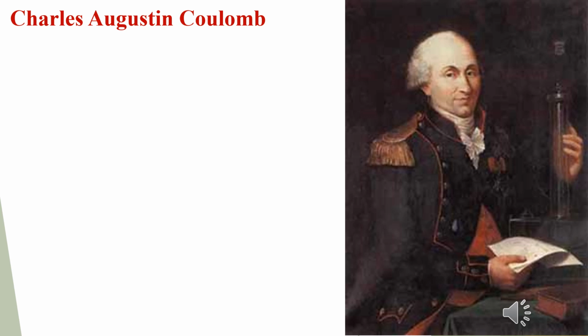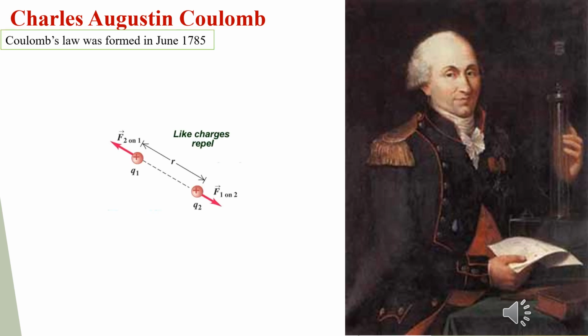Charles Augustin Coulomb got an engineering degree and then he was selected in the army as a lieutenant. He did many engineering projects in France and then he got interested in pure physics. So he started research on pure physics. He was working on torsion balance and then found the force of interaction between charges. From this observation and experiment, he formed a law in June 1785, which is now known as Coulomb's law.